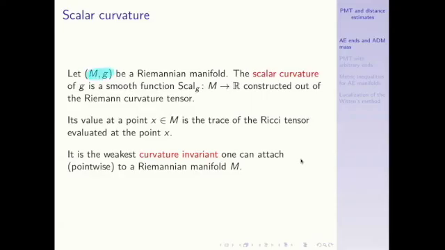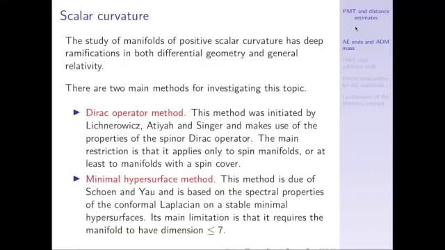For a Riemannian manifold M, let me recall that the scalar curvature is a smooth scalar valued function that is constructed out of the Riemann curvature tensor. It is the trace of the Ricci tensor, and it is the weakest curvature invariant that can be attached at least pointwise to a Riemannian manifold M. The study of manifolds of positive scalar curvature has deep ramifications in both differential geometry and general relativity.